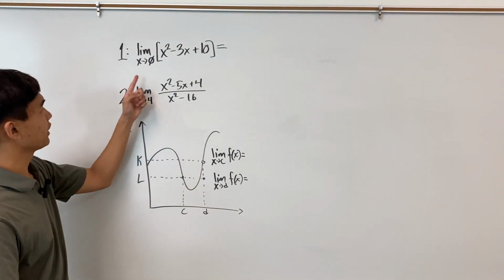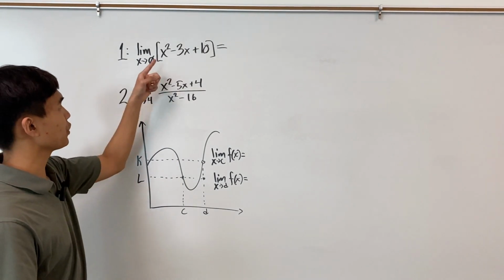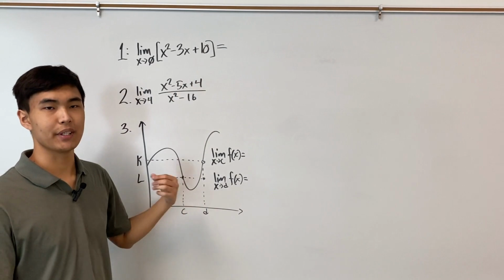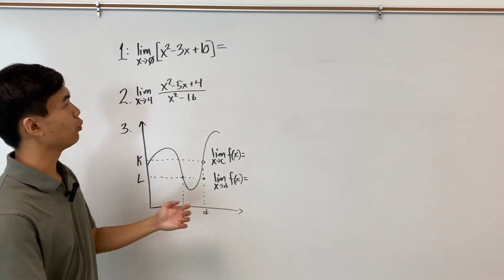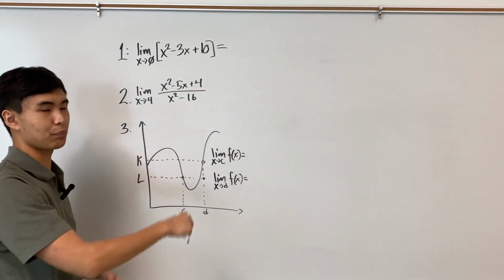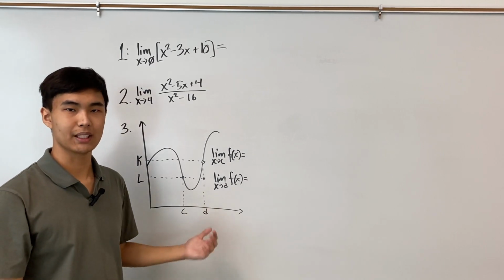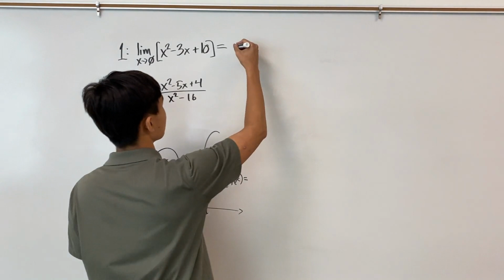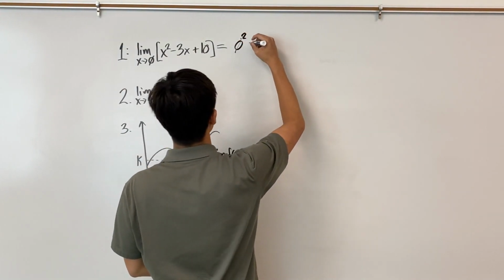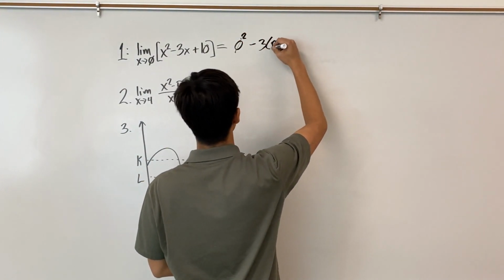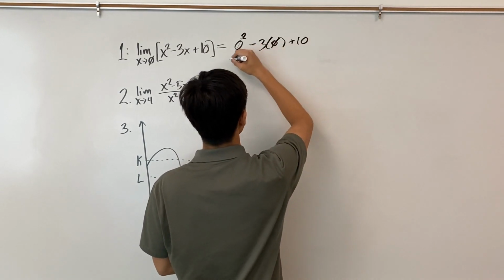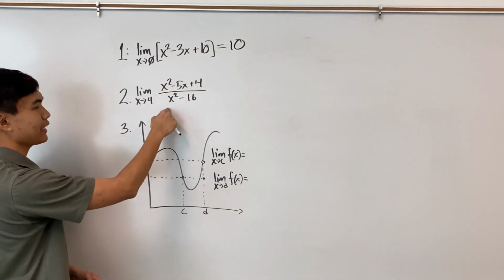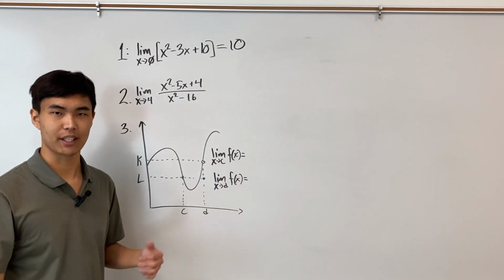So first, we're asked to find the limit as x goes to 0 of x squared minus 3x plus 10. We could separate this into three limits and evaluate each one independently, but we know that this overall graph is a parabola, and parabolas are always continuous, so we know we can just direct substitute. So this becomes 0 squared minus 3 times 0 plus 10, which is just 10. That's our answer.